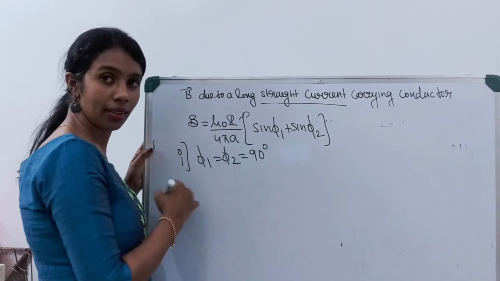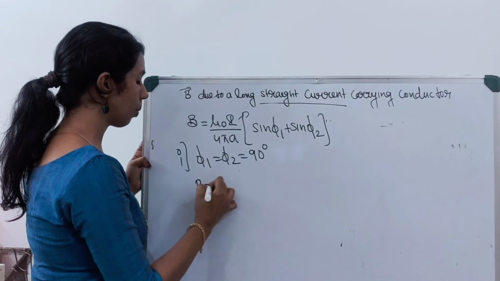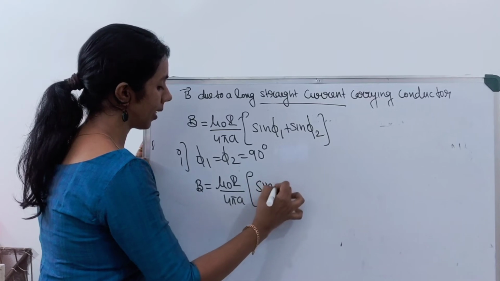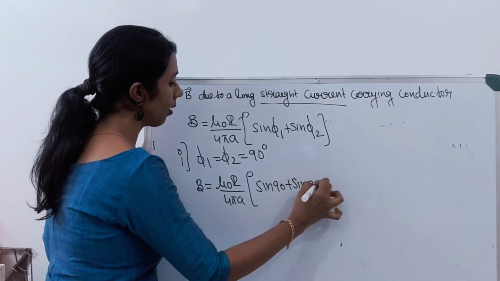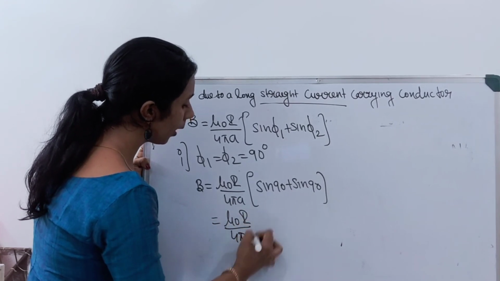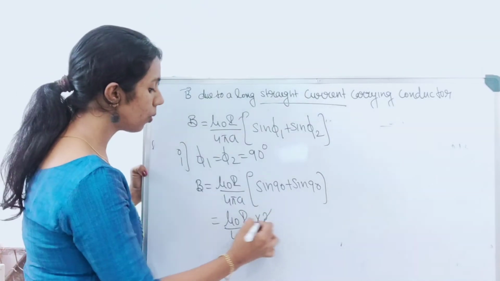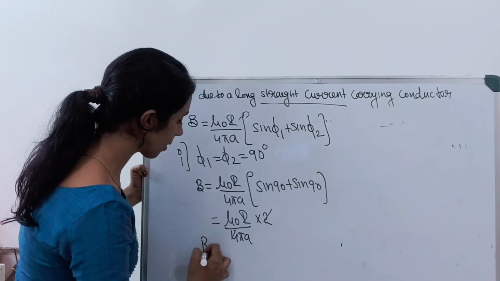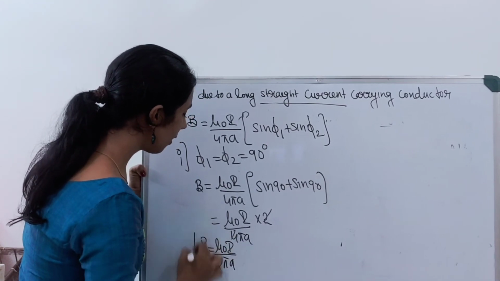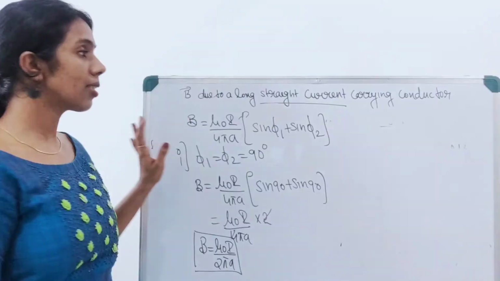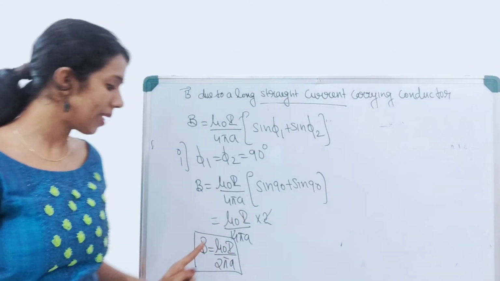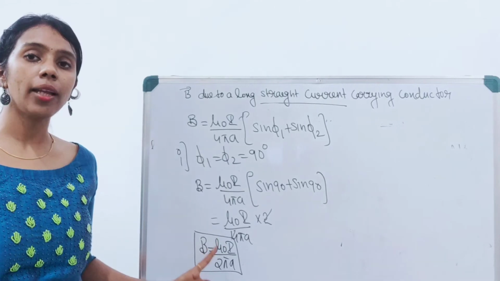Substituting these values here, B is equal to mu 0 I by 4 pi a, sin 90 plus sin 90, where sin 90 is 1. So this equation becomes mu 0 I by 4 pi a, 1 plus 1, that is 2. So 2 and 4 cancel. The equation becomes B is equal to mu 0 I divided by 2 pi a. This is the equation for magnetic field due to a straight current carrying conductor, if the point P lies on the center of the conductor.